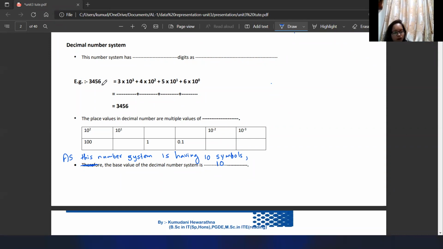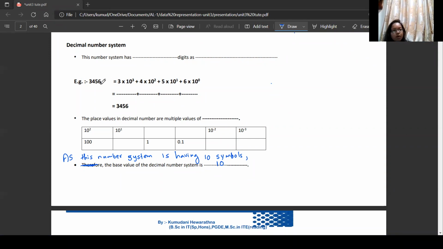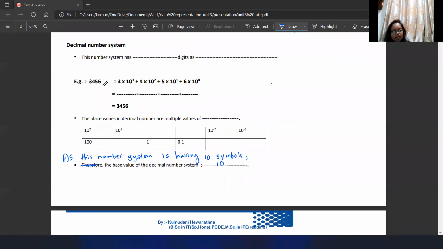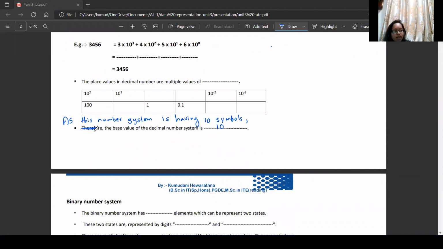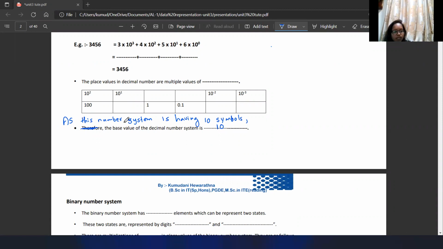Normally the base isn't put here in the lower corner. Don't put the 10, because in the decimal number system you are not going to give the base. But in all the other number systems like binary, octal, and hexadecimal, you have to put the base value, right? So here, instead of therefore, just write: as this number system is having 10 symbols, the base value of the number system is 10.